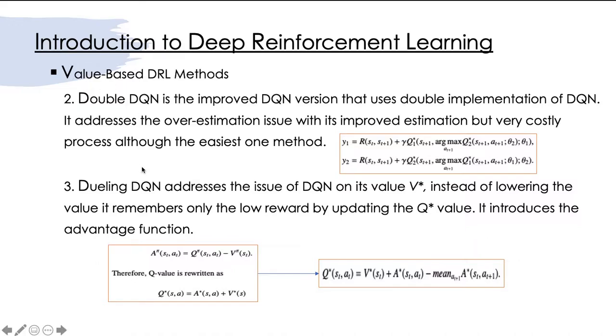Another improved method is the dueling DQN. It addresses the issue of DQN on its value. Instead of lowering the value, it only remembers the low reward by updating the Q value on the MSE loss computation. It introduces the advantage function.